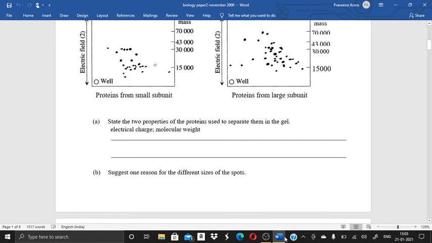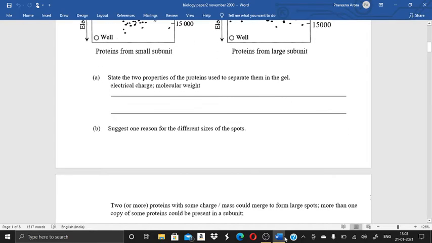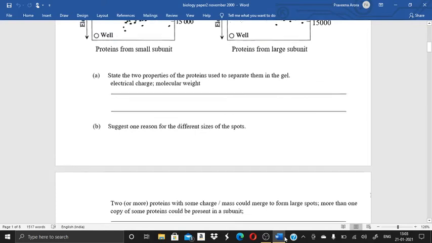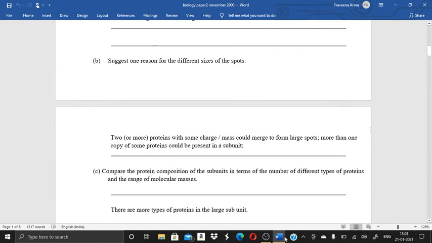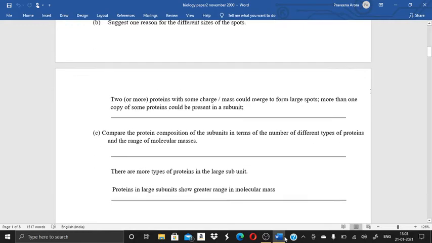First is electrical charge, second molecular weight. Another question, suggest one reason for the different sizes of the spots. Two or more proteins with same charge and mass could merge to form large spots. More than one copy of some proteins could be present in a subunit.